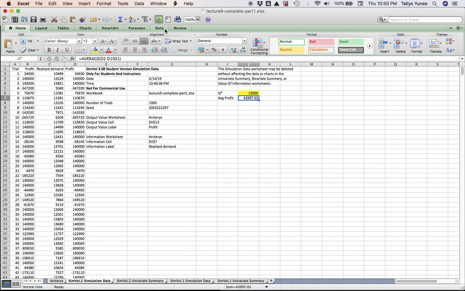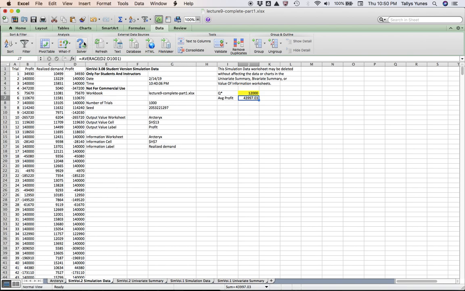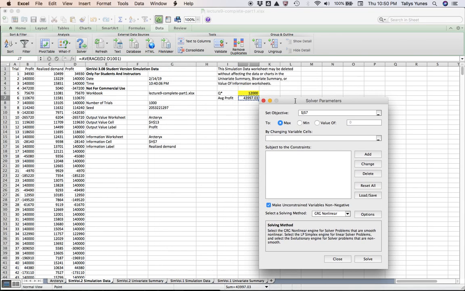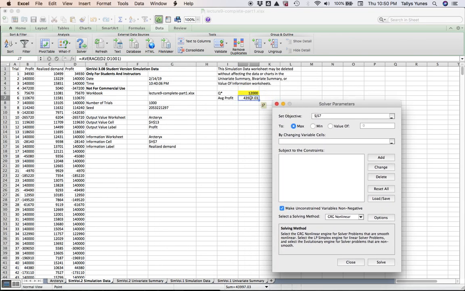Now let's go into Solver and ask it to do this. I want to maximize this average in J7 by changing this cell here. I don't need any constraints. Make sure down here you choose a non-linear solver, because there are lots of non-linear formulas in this model, like minimums, and sometimes there are ifs, maximums. And solve this.